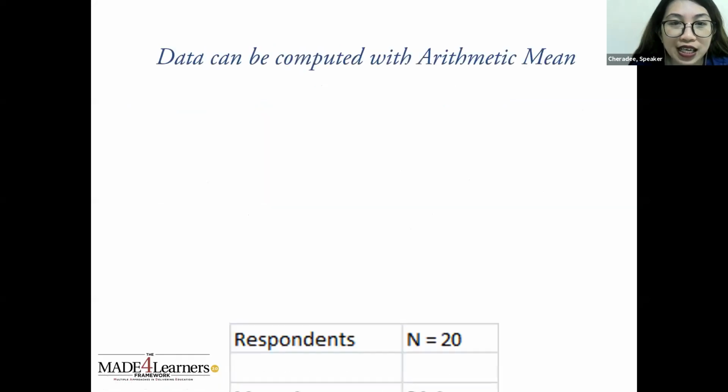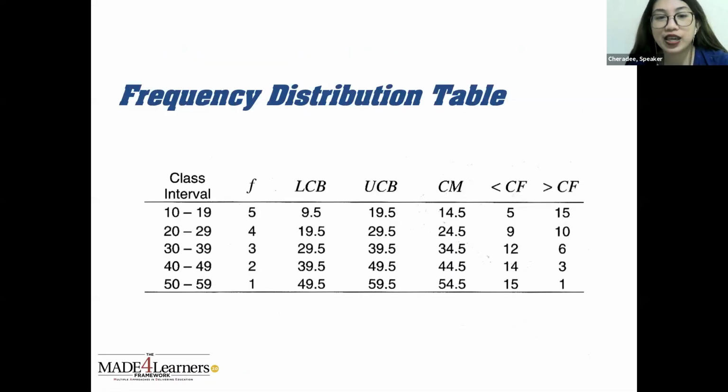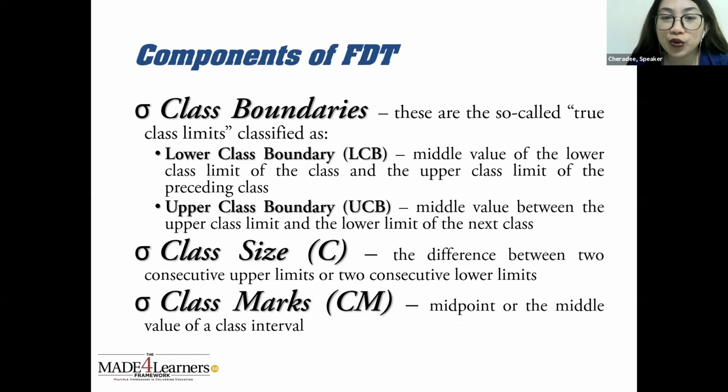I think this is a different example, but I guess our role is to make a frequency distribution table for this raw data here and turn it into like this. Okay? Sige, how do we do that?